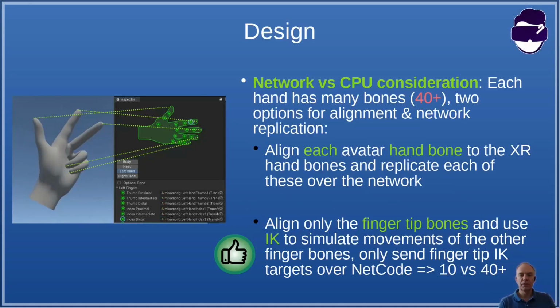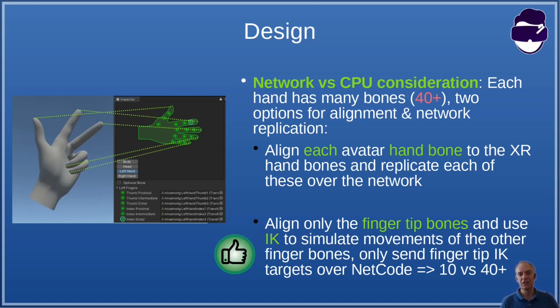So before we start with the build, we need to do a little bit of design. We need to consider how much load we're going to put on the network versus how much load we're going to put on the CPU of our virtual reality device. So each hand has many bones. And unfortunately, if you want to replicate all of those over the network, that would be a lot of network traffic. So there's two options that I identified that we could use.